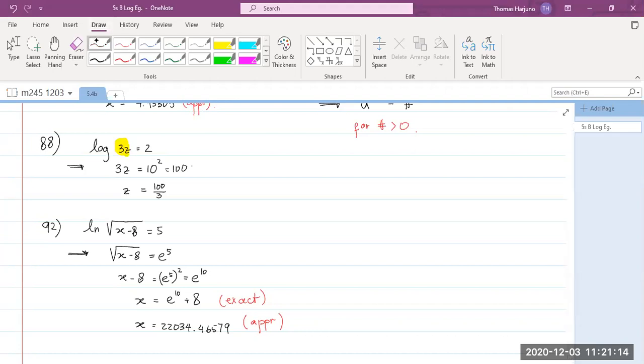Okay, let me challenge you to do number 96. Number 96. 2 plus 3 natural log of x equals 7. Actually, I'm sorry, not 7, equals 12. I give you 1 minute to do this. Go ahead. Okay, the key is to isolate natural log by itself first. So I will subtract 2 and then divide by 3.